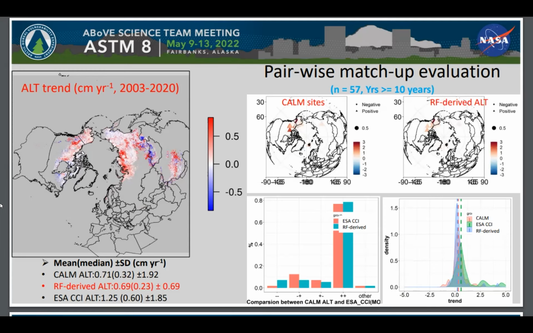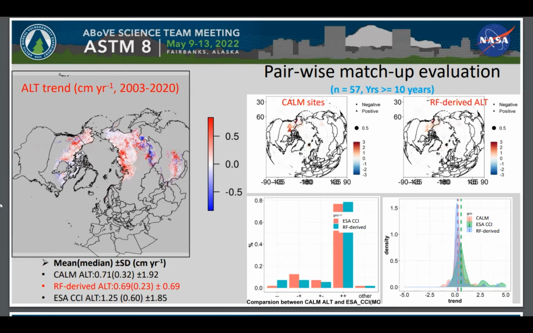To do so, we first select 57 CALM sites with at least 10 years of measurements, and then we extract our random forest predicted ALT. We also extract ALT data from the ESA CCI Permafrost product, which is based on a modeling approach. So first, all 3 ALT datasets have shown that over 80% of sites have a deepening trend, and they also agree pretty well spatially.